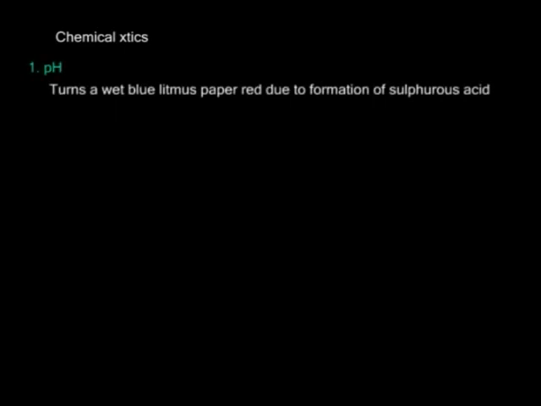Chemical properties of sulfur 4 oxide. pH. When a wet blue litmus paper is inserted in a gas jar of sulfur dioxide, it turns red. Acidic. And this happens because sulfur dioxide combines with water to form sulfurous acid.